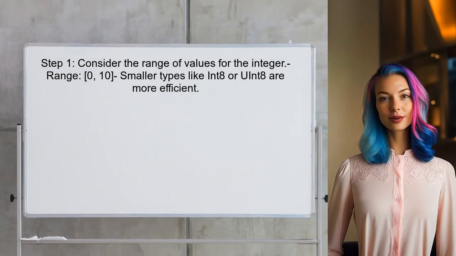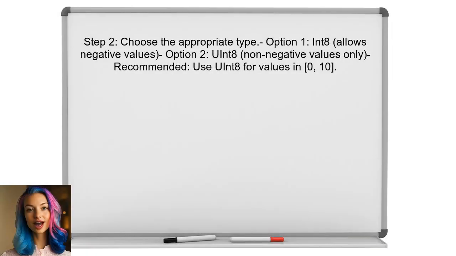To begin with, the user should consider the range of values that the integer will hold. Since the user mentioned that the integer will only take values from 0 to 10, using a smaller type can be more efficient. Next, the user can declare the integer as either Int8 or UInt8. Int8 allows for negative values, while UInt8 is strictly non-negative. Since the user's values are always non-negative, UInt8 is a suitable choice.